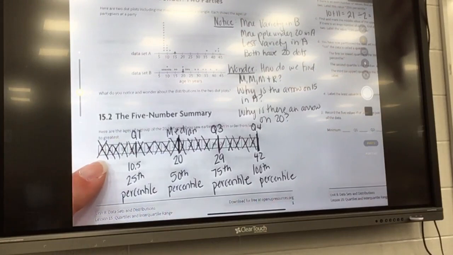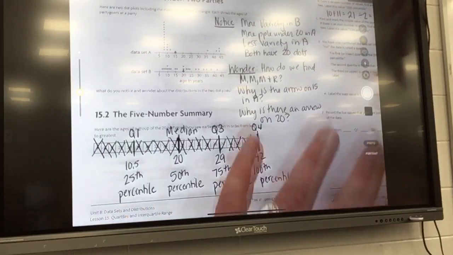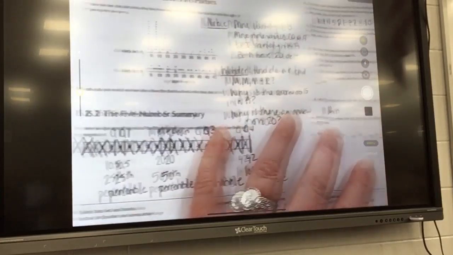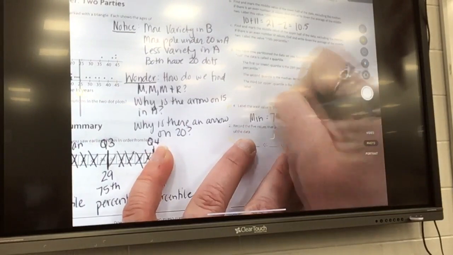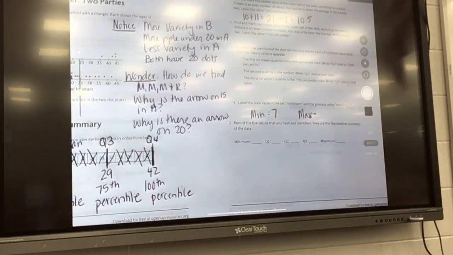All right, the last one says label the last values in the data set, the minimum and the greatest. So what is our minimum number? I can't even read it. What's the minimum? Kendra? 7. So minimum is 7, and our maximum is what? What is our maximum? Ronnie? 42.